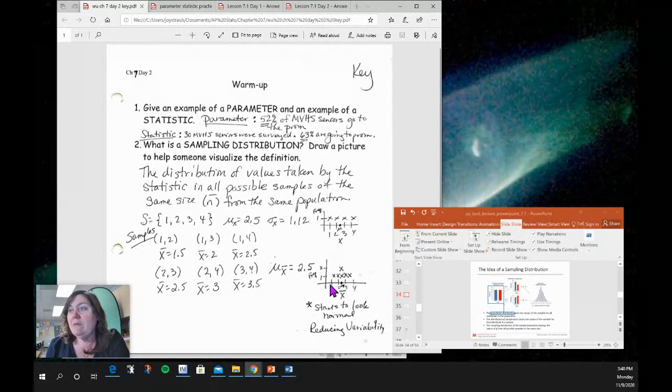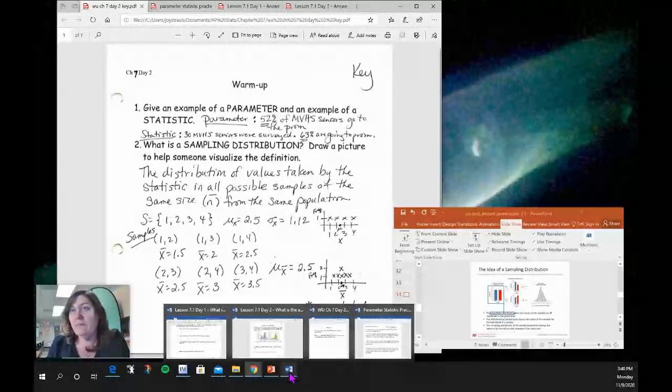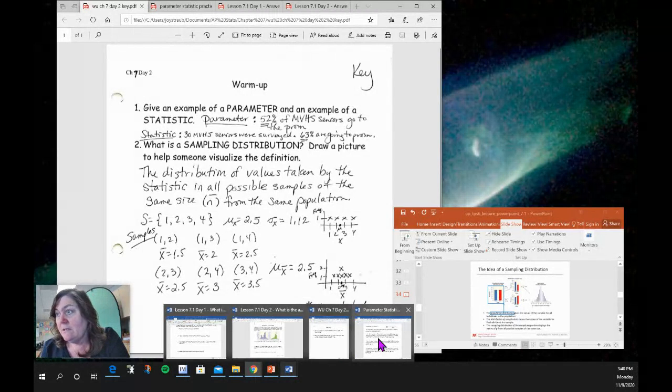And when you plot them, you will see here that it's starting to look normal, and we've reduced our variability quite a bit. Okay, and there's what happens. This is now pulling out the extremes, and we pull them in because we're averaging them. Okay, so that was just a review from yesterday's. Knowing the difference between statistic and a parameter and what a sampling distribution is.